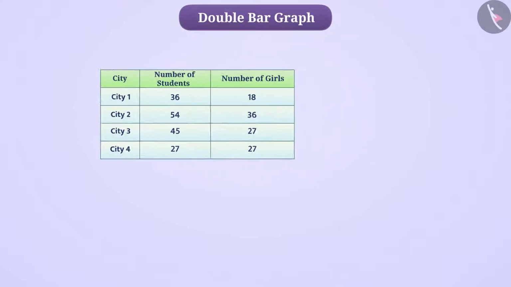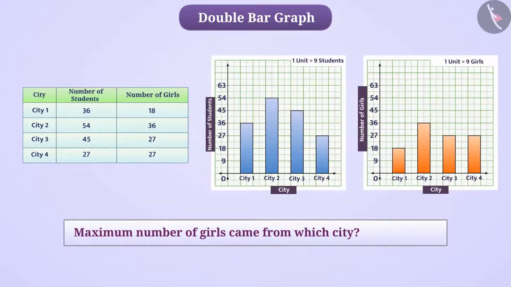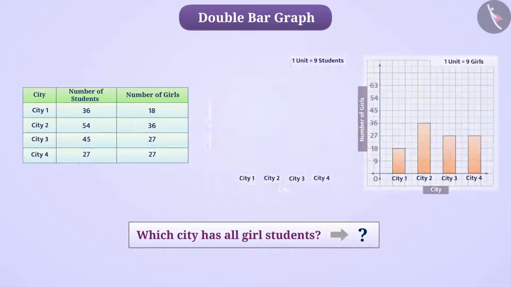If we draw different graphs for both these tables, we can get information such as maximum number of girls came from which city. But if we are required to get combined information like which city has all girl students, then how can we find it? Think. We cannot get combined information from different bar graphs.